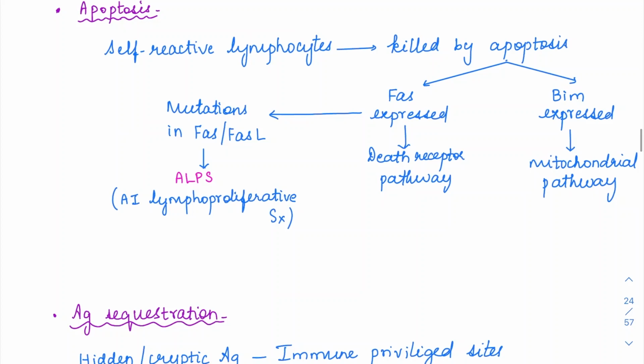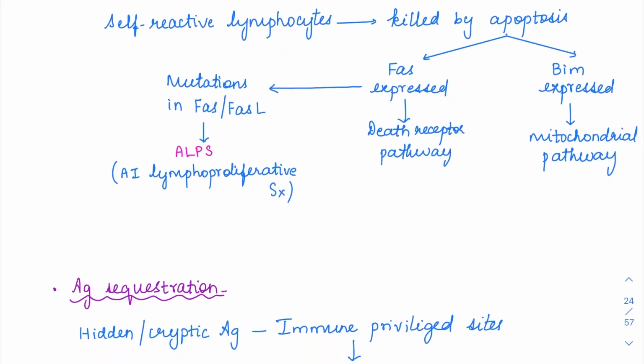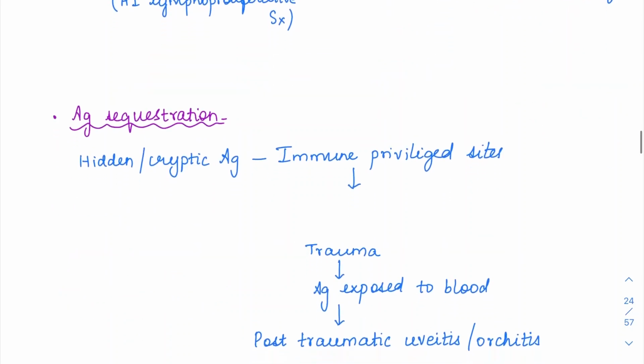The third mechanism of tolerance is going to be apoptosis. Whenever self-reactive T cells are exposed to the self-antigens, they are going to be killed either by Fas receptor, which is the death receptor pathway, or they'll express BIM and then be killed by the mitochondrial pathway. So self-reactive T cells will always be killed by this apoptotic pathway only. Mutations in this Fas expression are going to result in a syndrome called ALPS. ALPS stands for autoimmune lymphoproliferative syndrome.